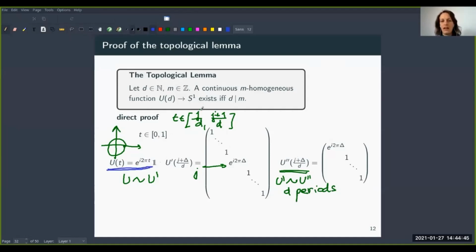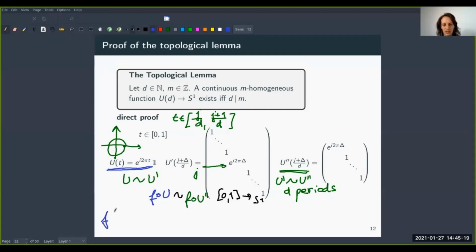Now assume a function from the unitaries to the circle, which is continuous and M homogeneous, and compose it onto these two paths. Then, since this function is continuous, we will get two homotopic paths on the circle. The composed path must be homotopic.